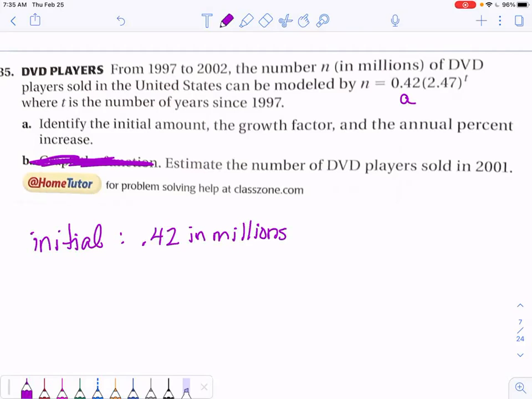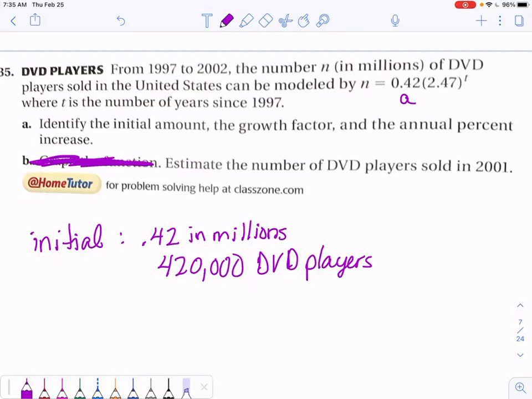Multiply it by a million. So I have 0.42, multiply that by a million, and then you get the actual number. Does anybody know what that actual number is if you take 0.42 times a million? Yeah. And then this is what, DVDs? Players, not just DVDs.